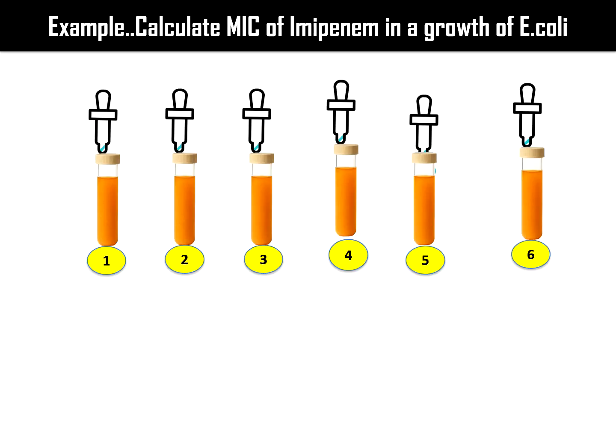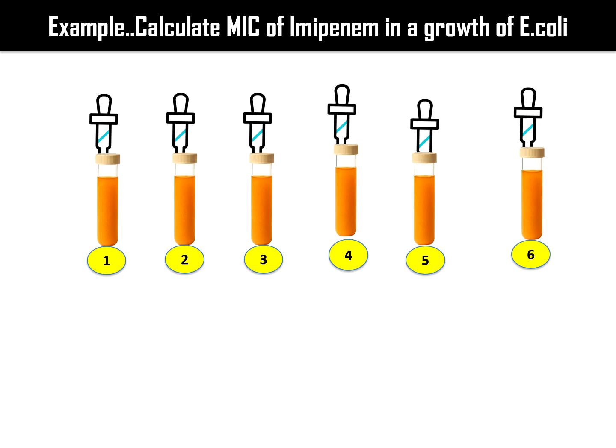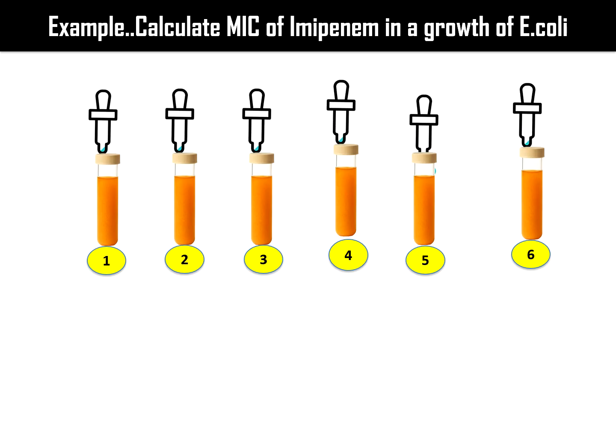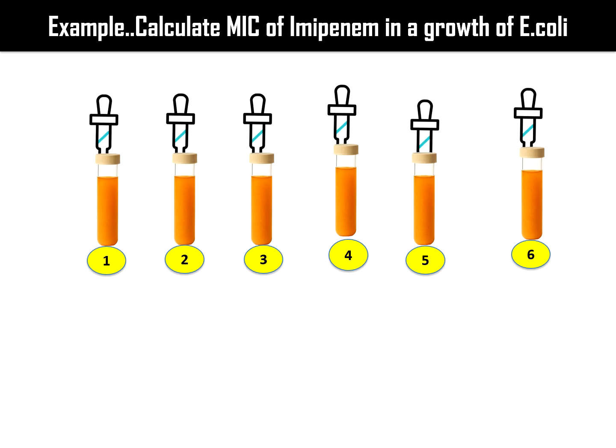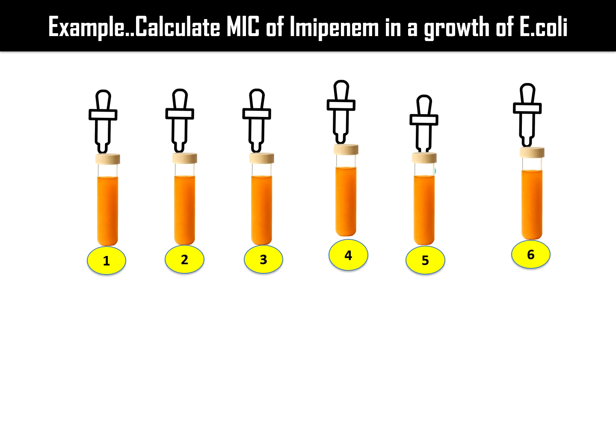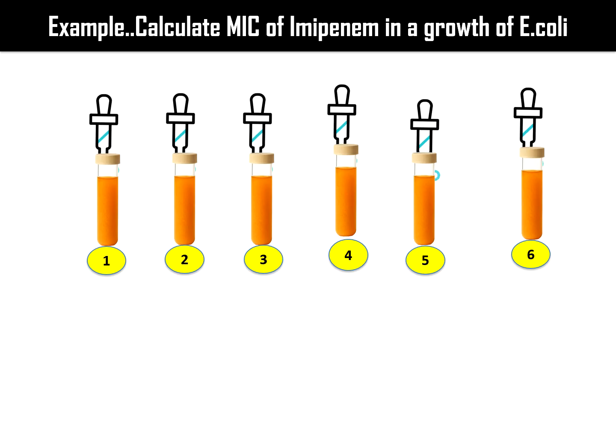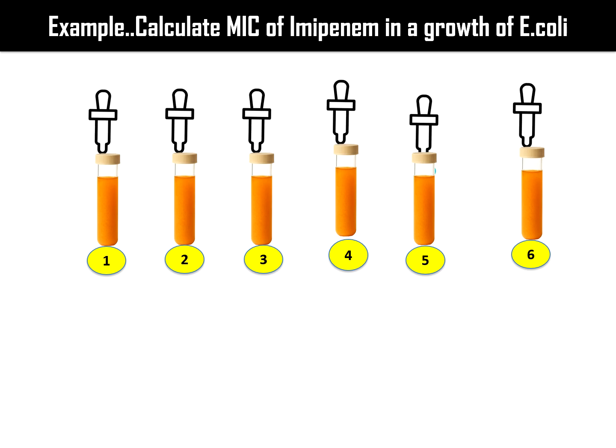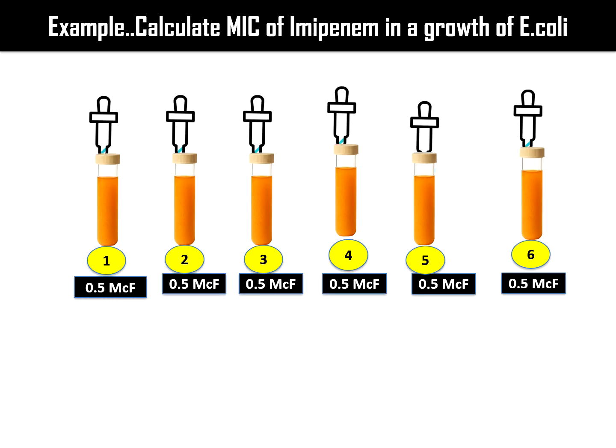For example, we are calculating the MIC of imipenem in a growth of E. coli. We have taken 6 tubes here, and in all the tubes we are adding some imipenem. Let's assume that the bacterial concentration in all these 6 tubes is constant, that is 0.5 McFarland units. Now in each of these tubes we are adding imipenem in decreasing order of concentration.